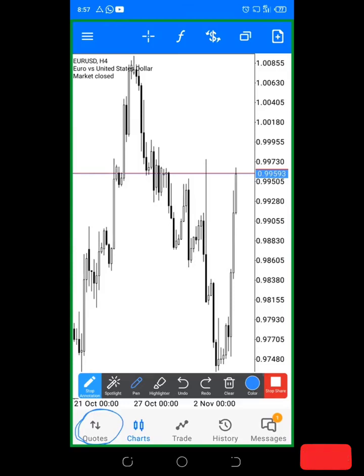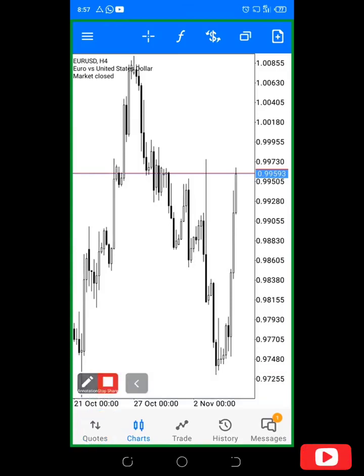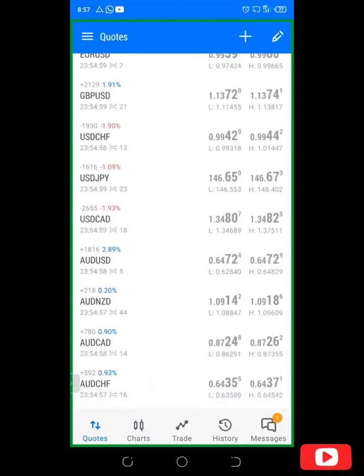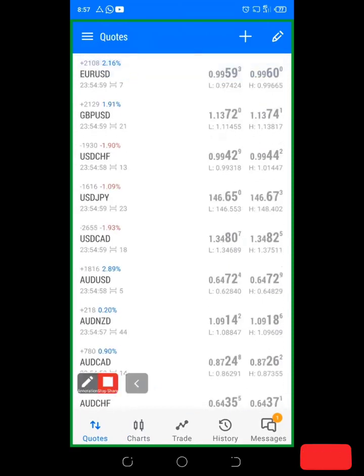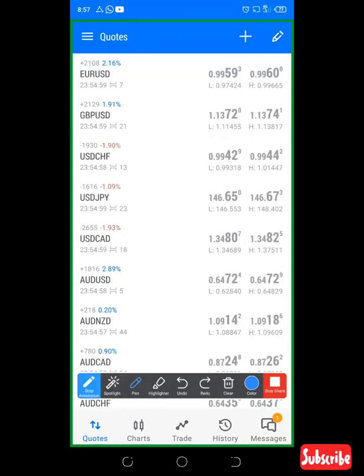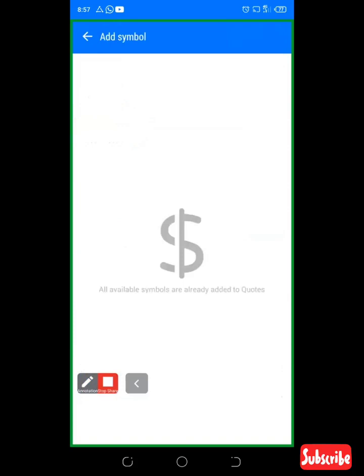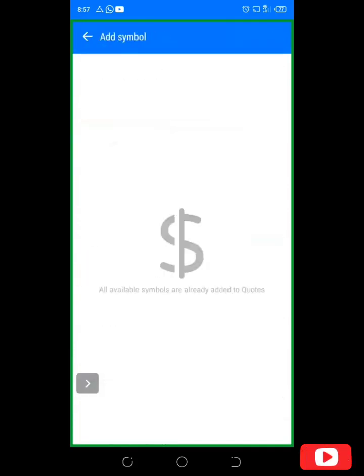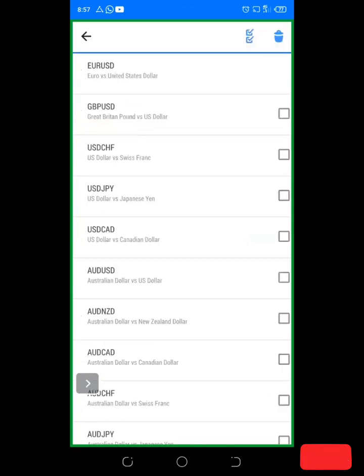Now you come to your quote, you click on it. So these are your currency pairs. Depending on what pair of the currency you are trading or what signals you're given, for instance, let's say you add a signal on GBP USD. The first thing you want to do first is, let me do this so you get the explanation.